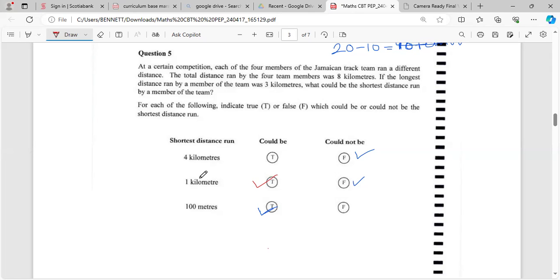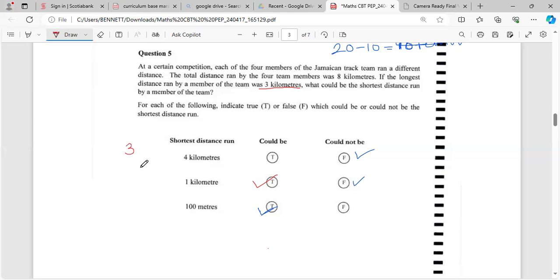Sir, it said that if the longest distance run by a member of the team was 3 kilometers, what could be the shortest distance run by a member of the team? So, sir, it has to be less than 3 kilometers, and 1 kilometer is less than 3 kilometers. All right. What about the others? What do you choose? Is it 1 kilometer could be or could not be? Could be, sir.